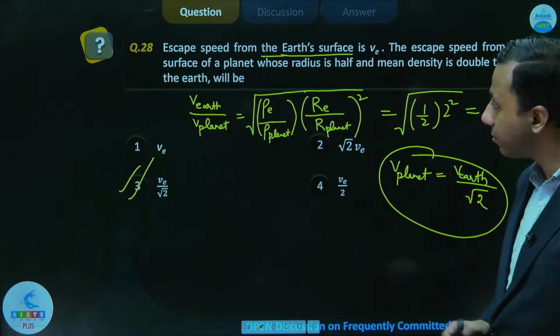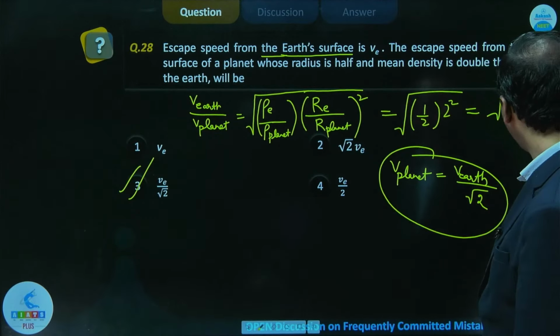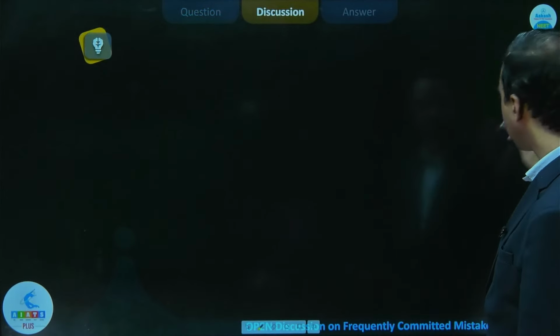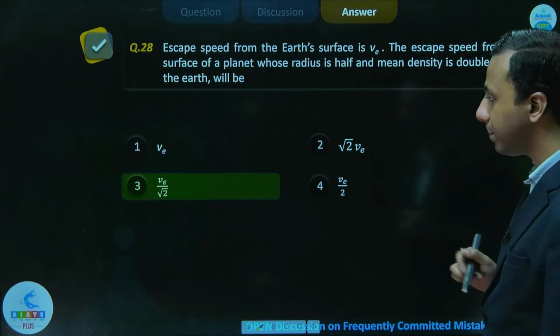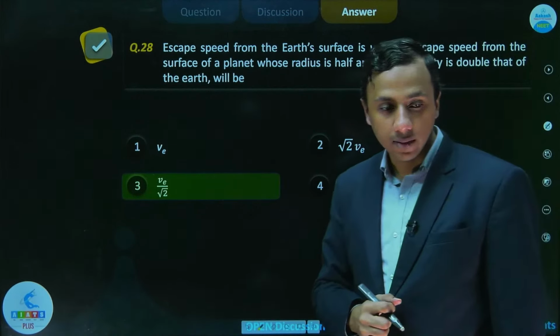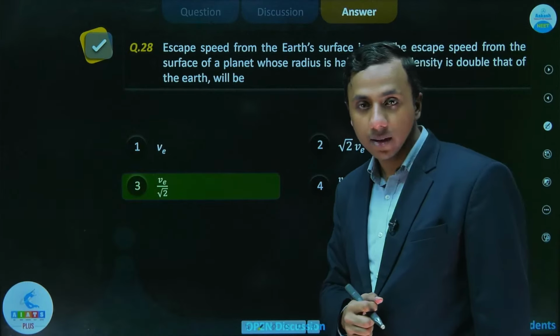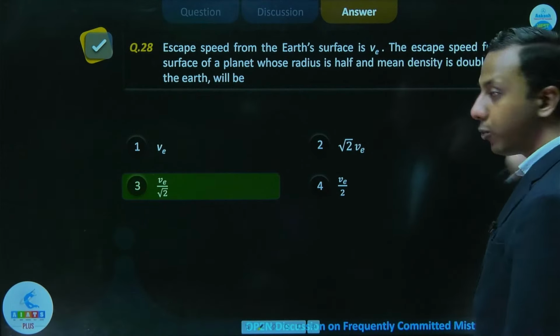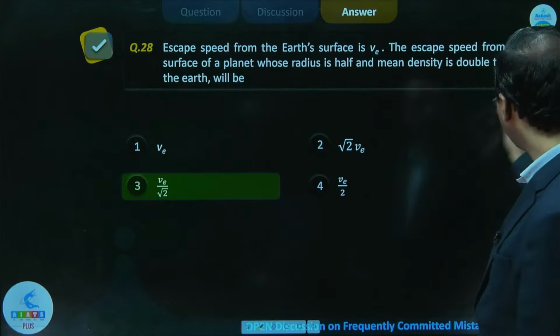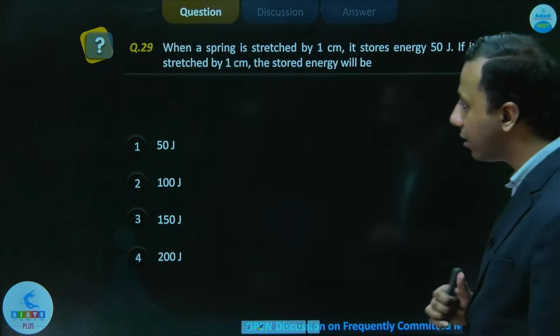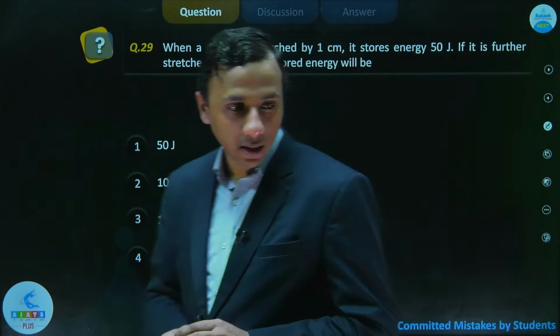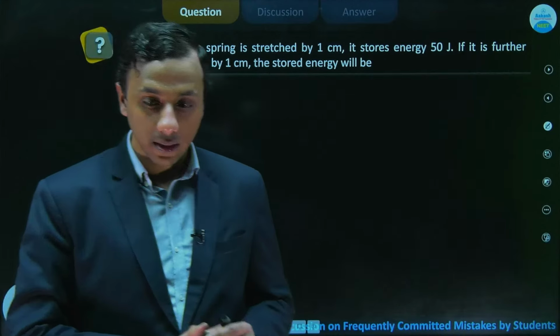I hope you guys have got it. Option 3 is our answer. So let's move to the next question. Question number 29. This is also a small question, much simpler.